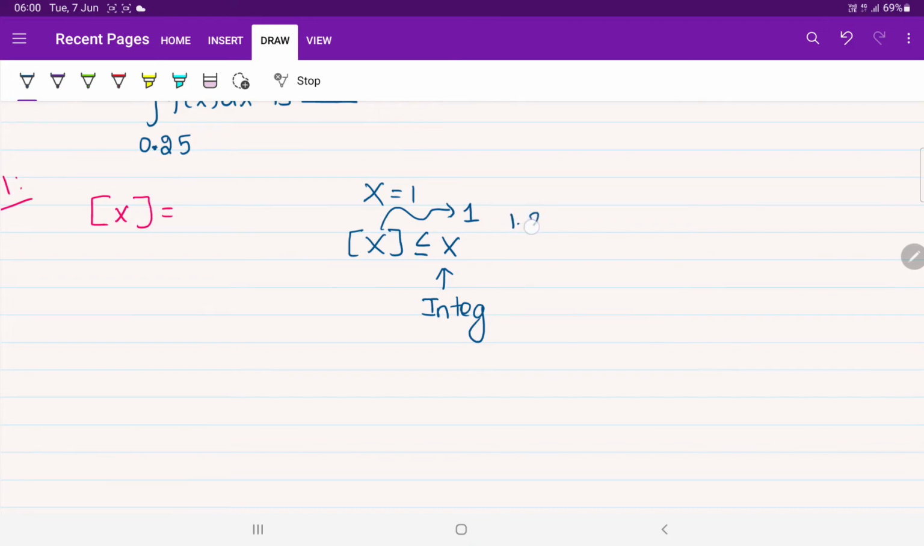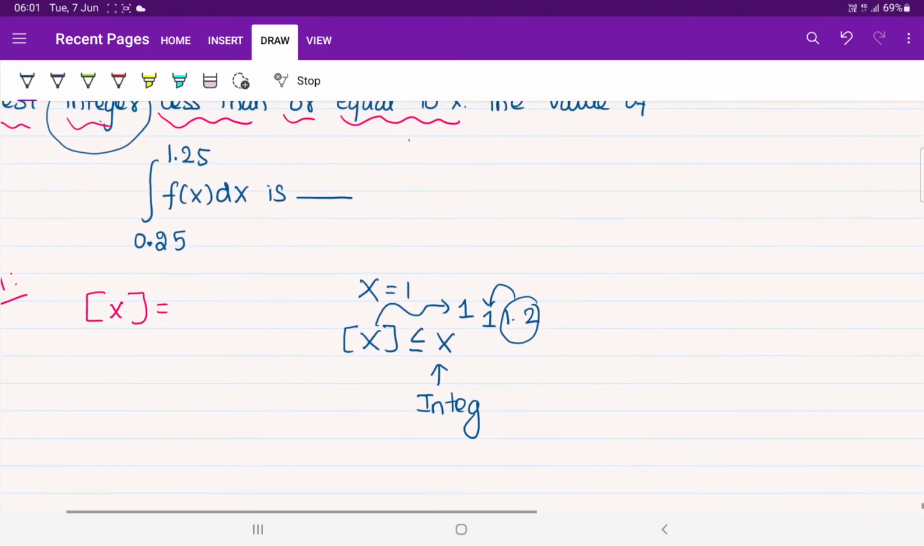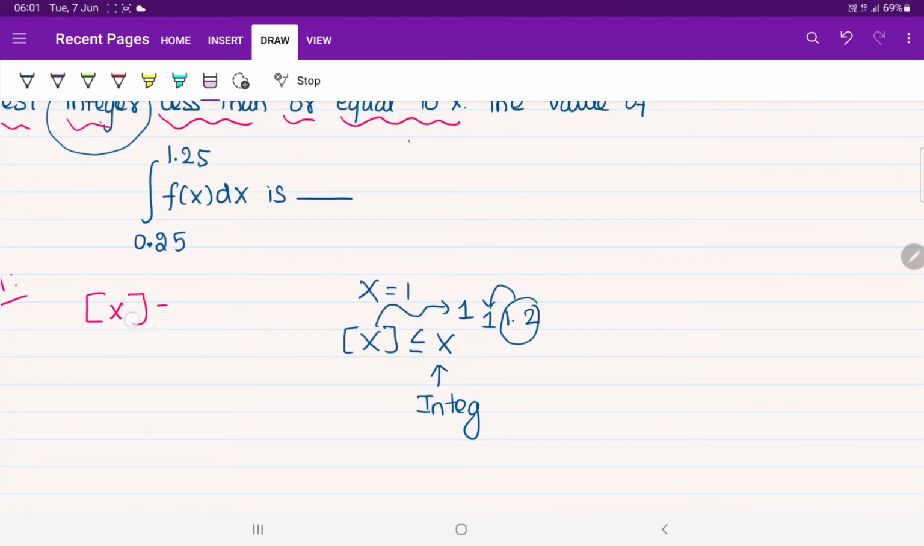Suppose x is 1.2, then the nearest left hand side integer value is 1. You should choose the nearest integer value less than 1.2. Before 1.2 you have the integer value 1 only. So your answer should be like that. Shall we proceed now? I hope you all got the complete picture about the closed interval.